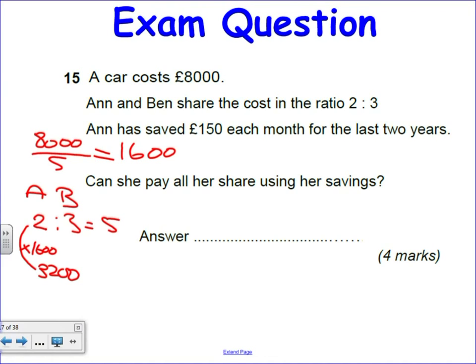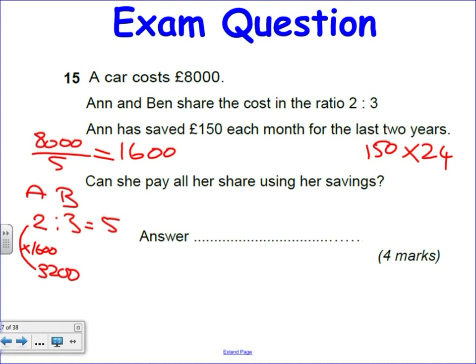Let's work out how much she saves. Okay, so let's go over this side, and let's say she saves £150. How many months? 12. No, 24 because it's 2 years. 2 years, 24. So that's the sum there to tell you how much she saves.